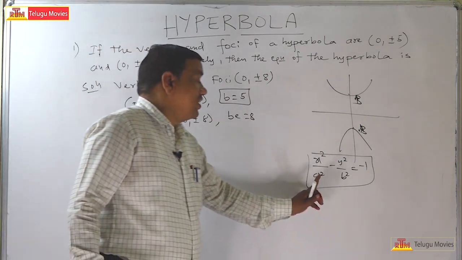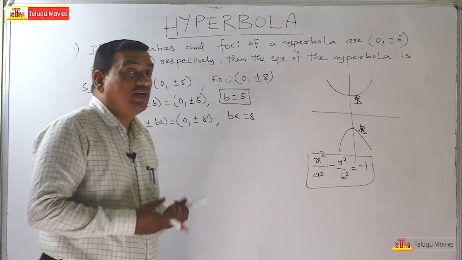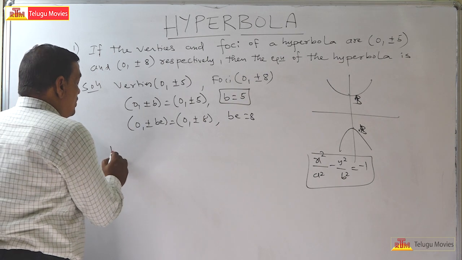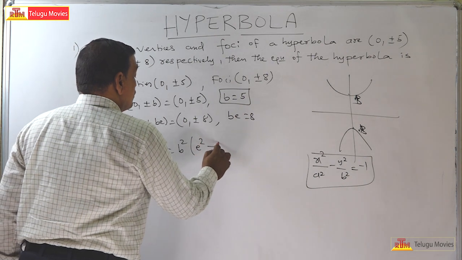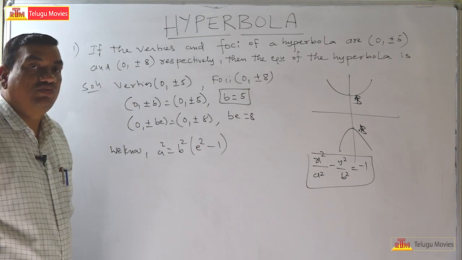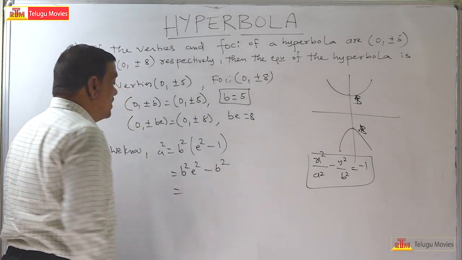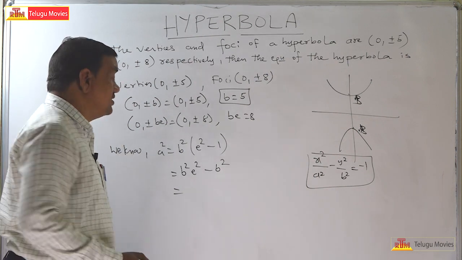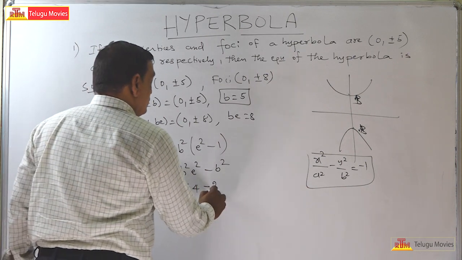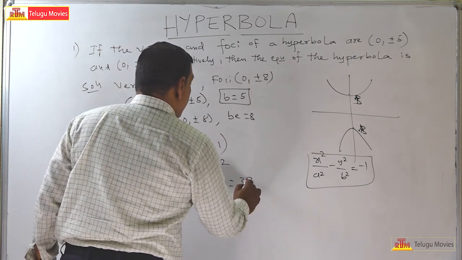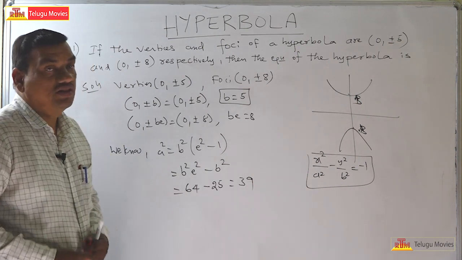Understand this. If you want to find a square and b square, this is the procedure. We already got the b value, so let us find the a value. We know the formula a square is equal to b square into e square minus 1. This is equal to b square e square minus b square. b square e square means 8 eights are 64, minus b square which is 25. Together, 64 minus 25 is 39. So the a square value is 39.